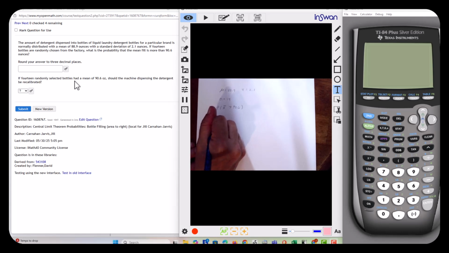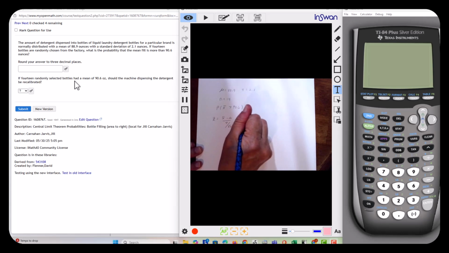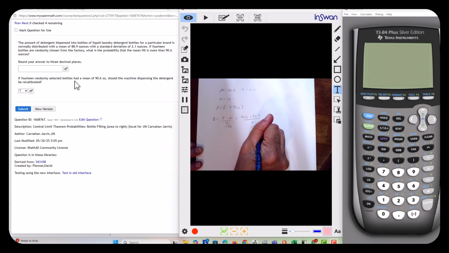Recall the formula: z is going to be x bar minus mu over sigma over the square root of n. So 90.6 minus 88.9 over 2.1 over the square root of 14. So 90.6, subtract 88.9, and then remember the little trick I told you: go ahead and divide by the denominator here.